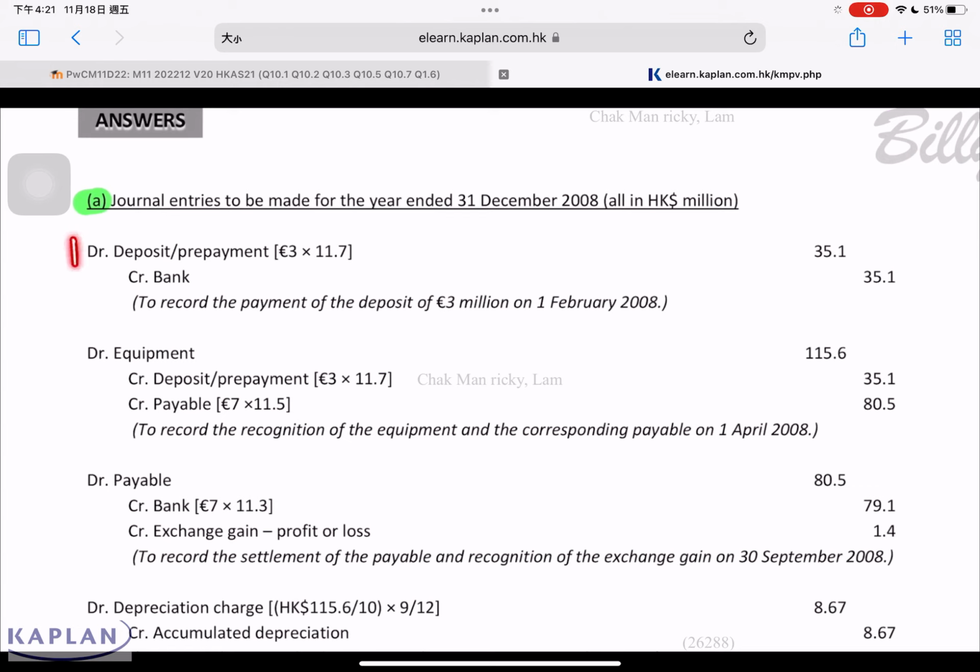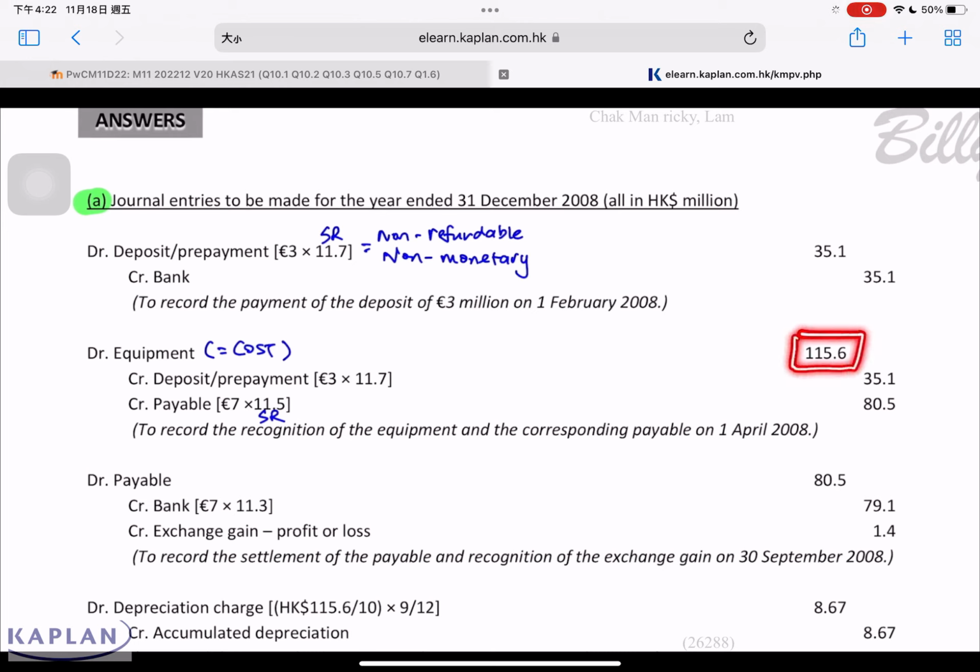Part A. First, we must account for payment of the deposit of 30% at 1st February 2008 at the spot rate. This deposit, or you can call this a prepayment, is non-refundable. If it's non-refundable, that's why we call this a non-monetary item. If it's a non-monetary item, we do not remeasure, we use back the historic rate. Then we receive the machine, we debit machinery and equipment, credit the deposit, and we have to credit a payable, initially recorded at the spot rate. The total cost of the machinery is equal to 115.6.